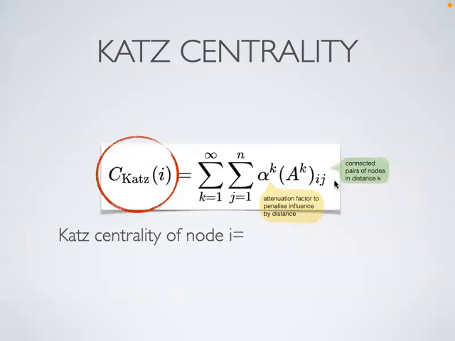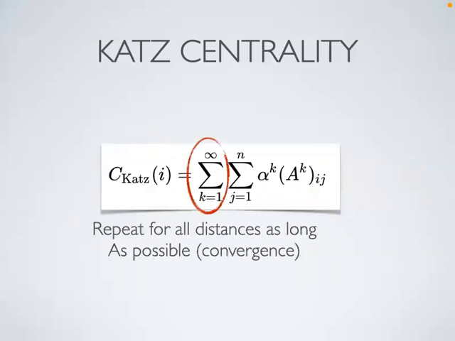You have this part which corresponds to the pairs, actually the nodes that you can reach at distance k. And this is an attenuation factor which penalizes influence with distance. You will repeat for all distances as long as possible. It's a problem of convergence that you will solve with an eigenvector later. But if you want to understand how it is defined, you repeat this for all distances as long as possible.